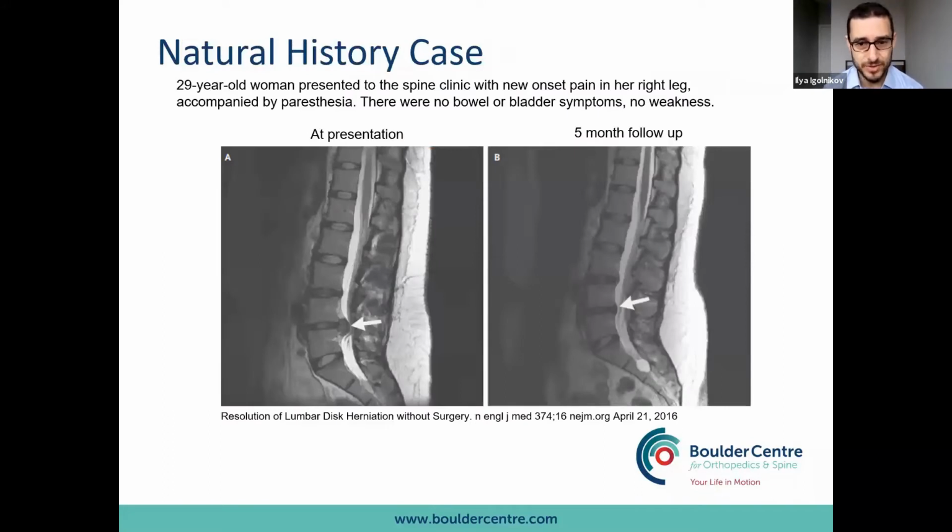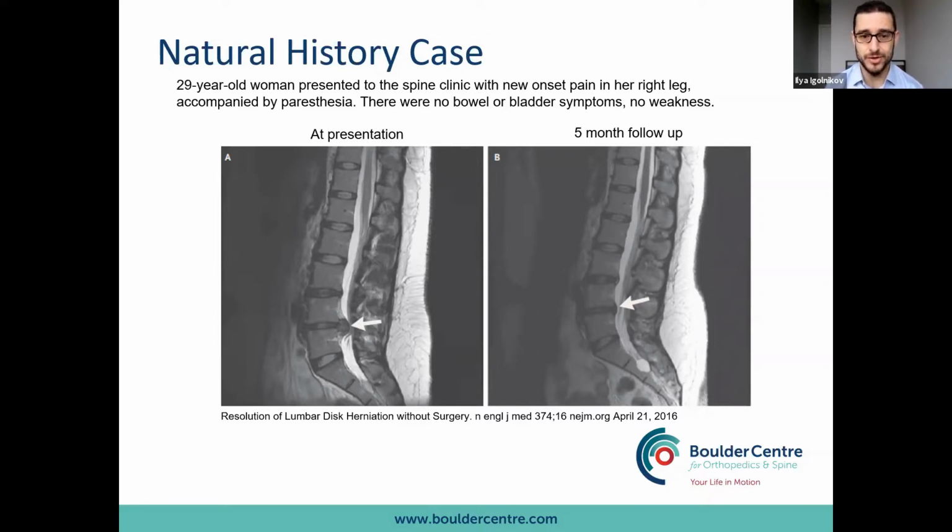So this was a case that was published in 2016. It was a 29-year-old woman who presented with new onset pain in her right leg, accompanied by numbness or paresthesia. There were no bowel or bladder symptoms, no weakness. These are red flag symptoms that we talk about that will change the treatment strategy. But this patient had a repeat MRI done 5 months after her initial MRI was performed. And you see that that disc significantly got better.